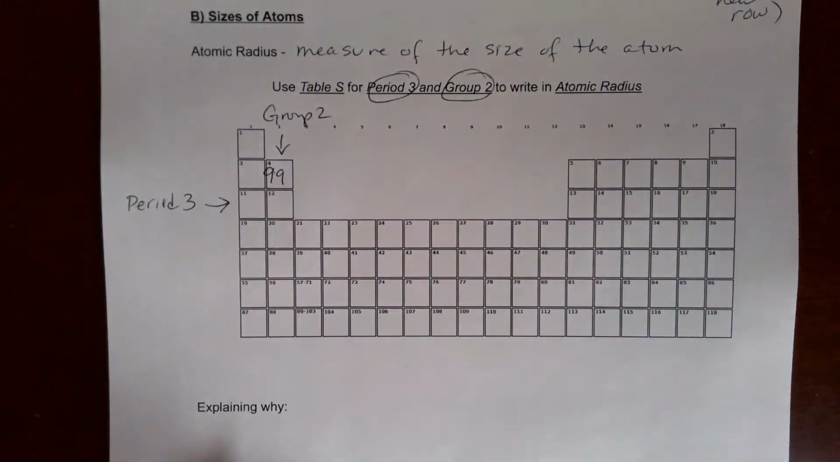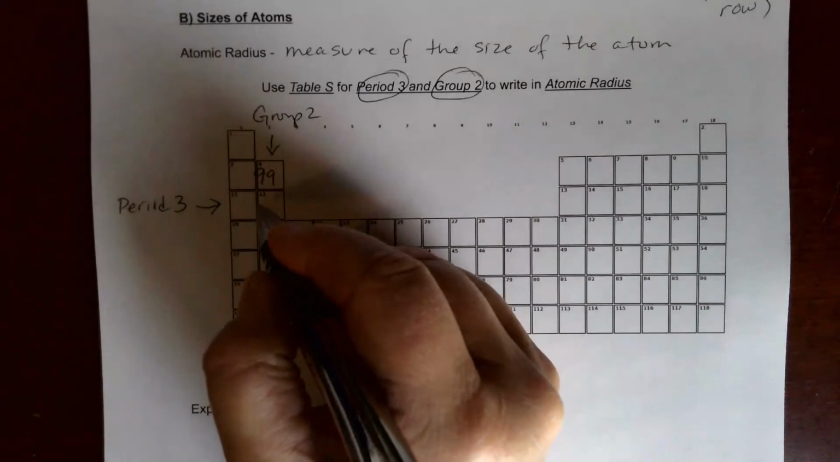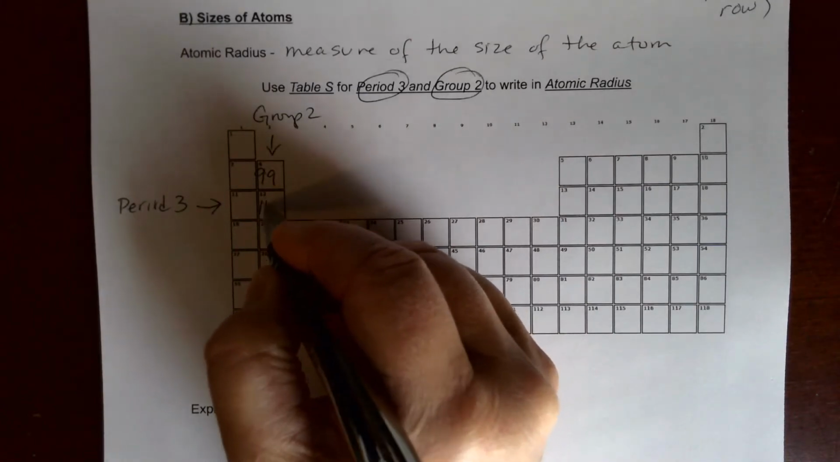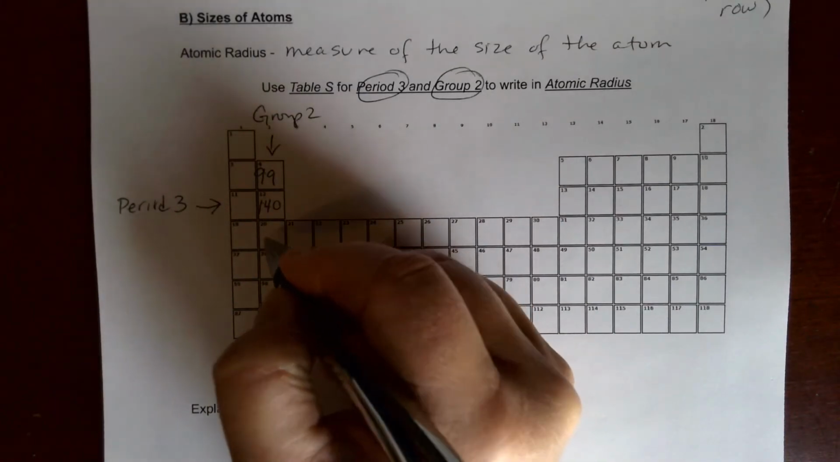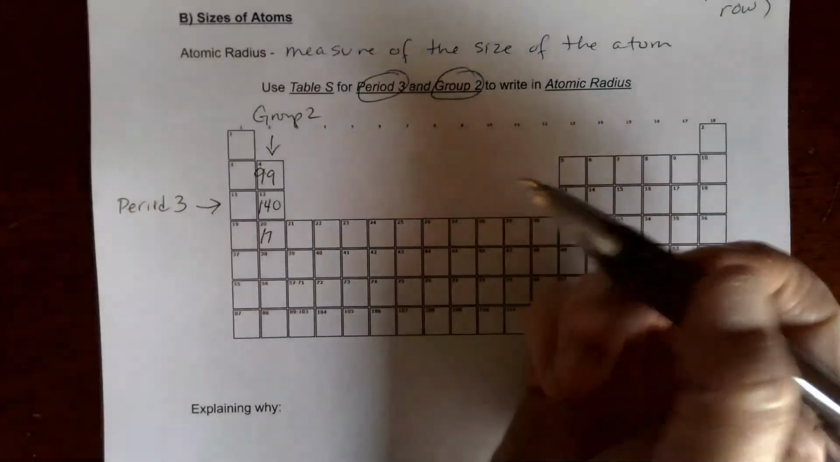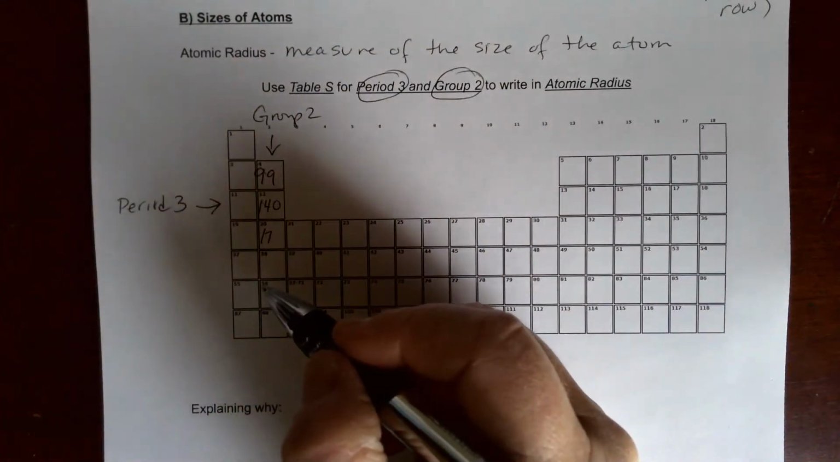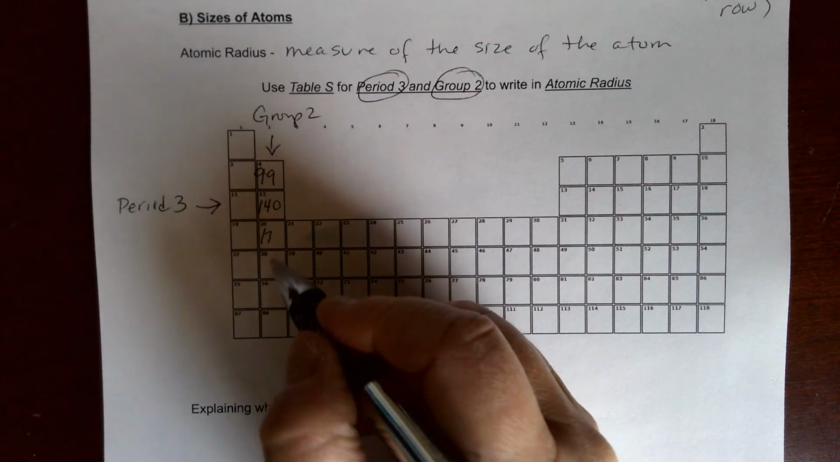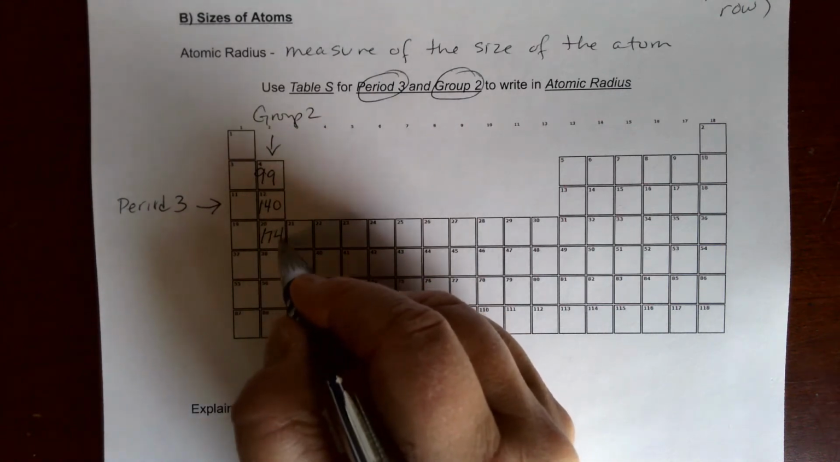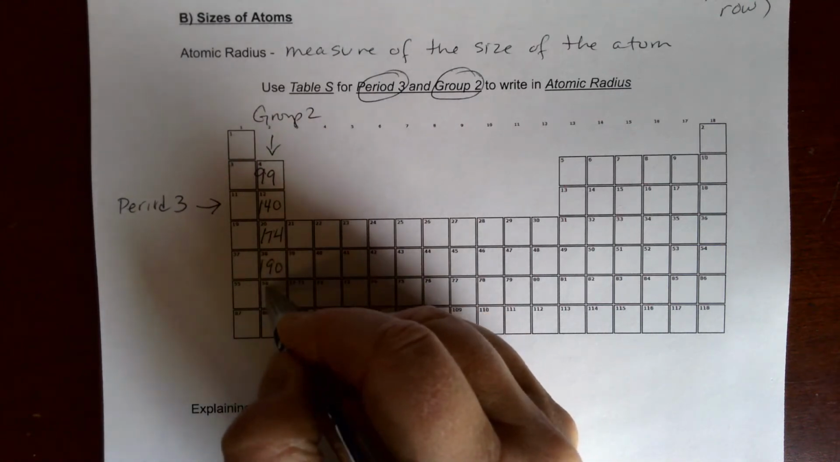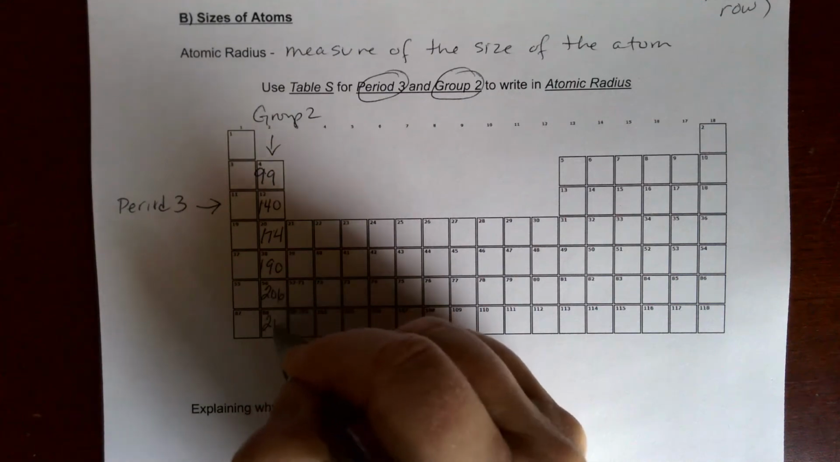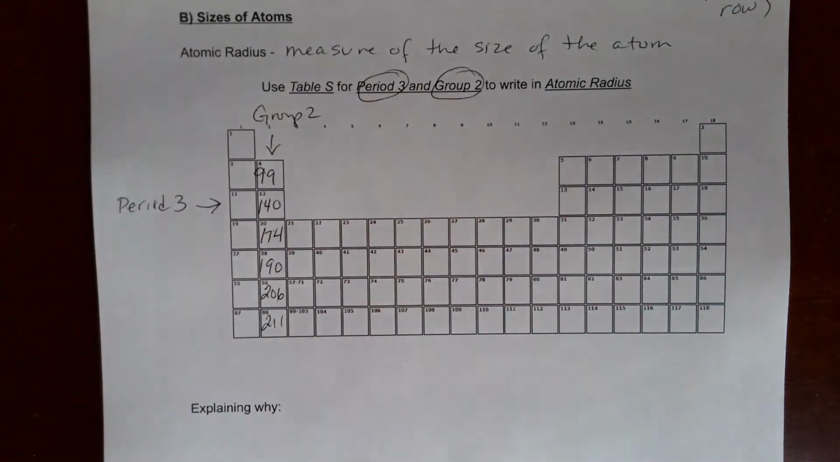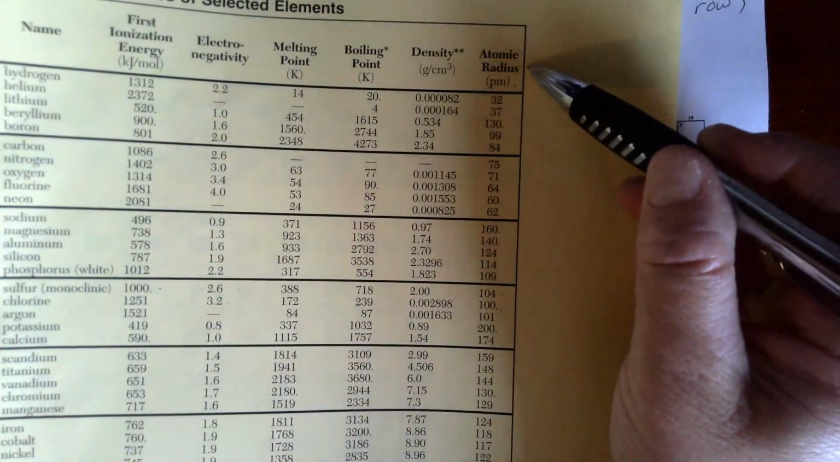Okay. So if I go ahead and look up all the atomic radii for all the elements by using reference table S, I'm going to see that the numbers change. 140 for magnesium. And as we go down this column, it's going to go to 174 and 190, and then 206, and then 211. And again, this data is all found in reference table S by looking up the atomic radii.